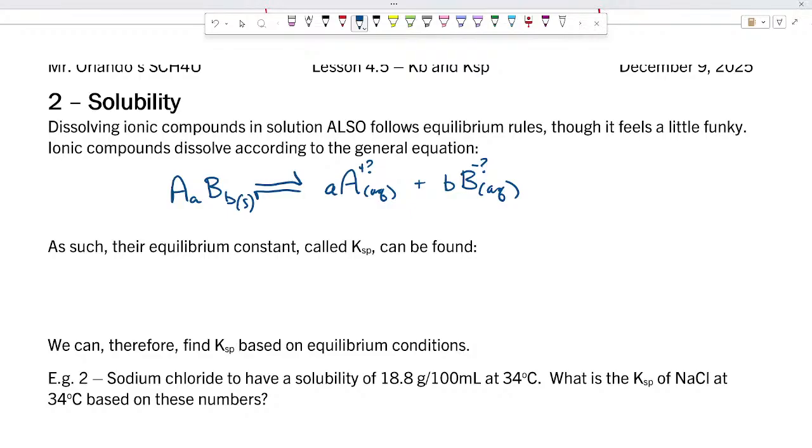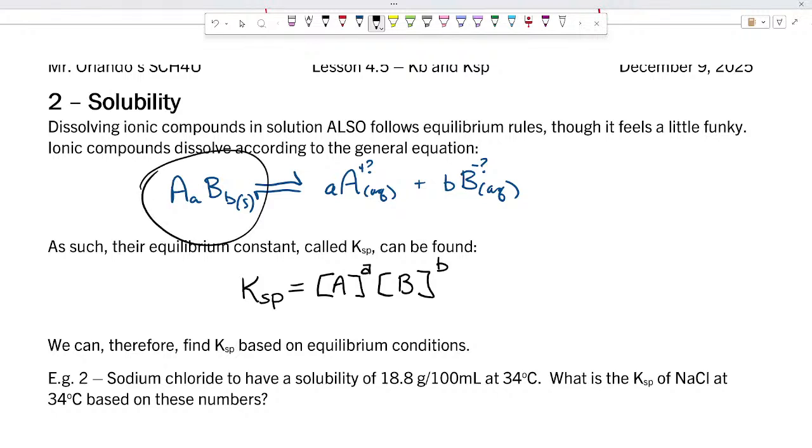So that's actually not so bad then, because we can take the equilibrium constant of this, and we call this Ksp, for solubility product. It's going to be the concentration of A to the exponent of whatever that is, times the concentration of B to the exponent of whatever B is, and it's not going to include this.